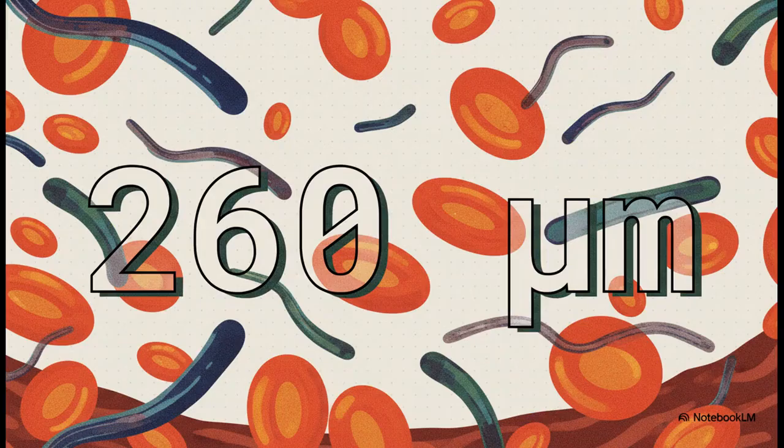And then, in total contrast, you have their offspring, the microfilaria. At just 260 micrometers, they are completely microscopic. This is the stage that's actually circulating in the blood, and as we're about to see, it's the form we're hunting for when we make a diagnosis. The size difference between parent and offspring is just staggering.